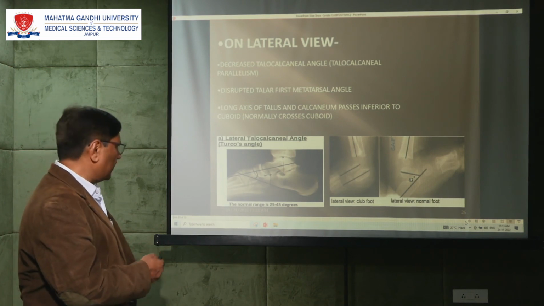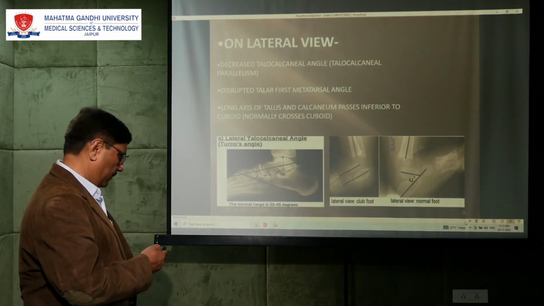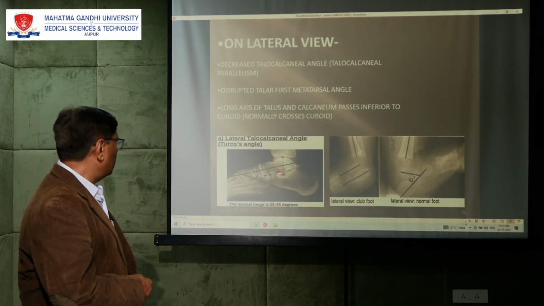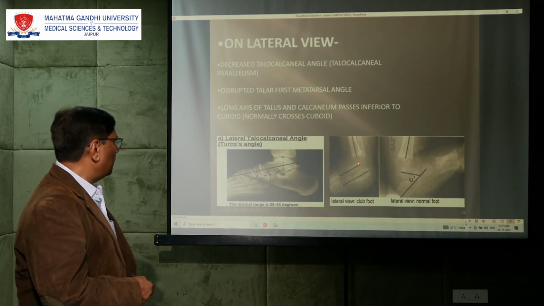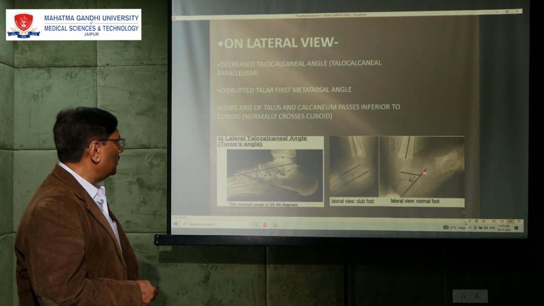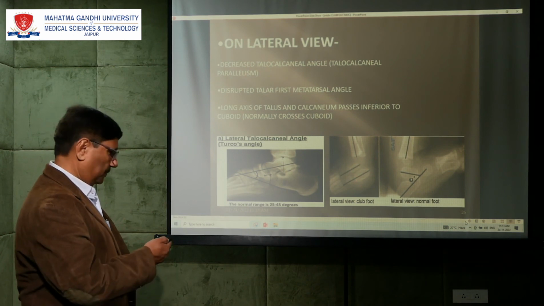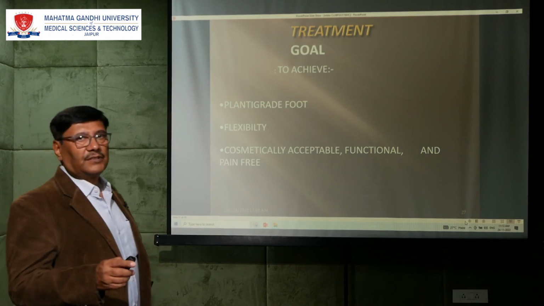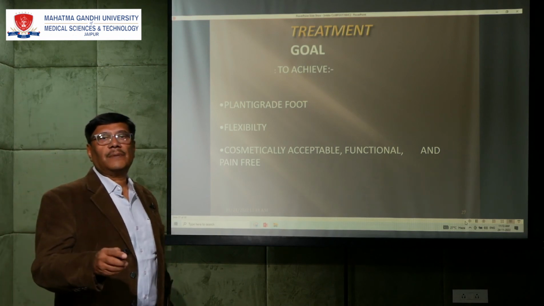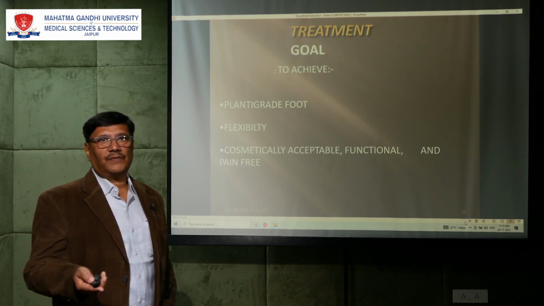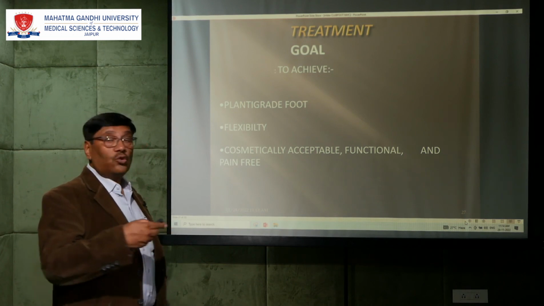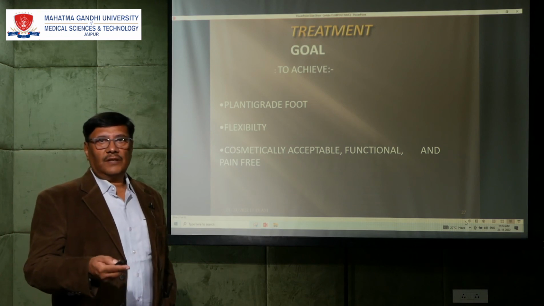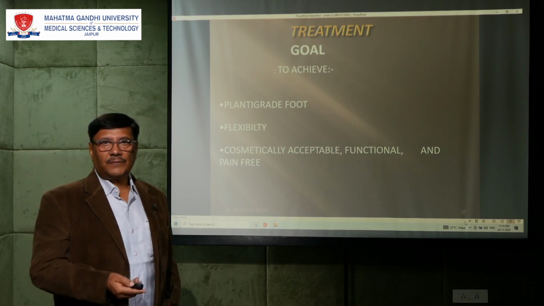clubfoot. Here is an example of the lateral view angle. You see this angle, approximately 35. Much decreased, or the lines become parallel in case of the clubfoot. This is 42 degrees. So now, so far we have discussed the etiology, the clinical presentation, and the radiography. We will take up how to manage this clubfoot, how to treat, in our next part. Thank you.